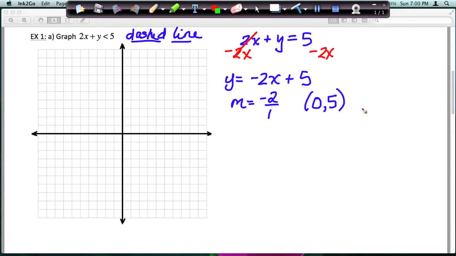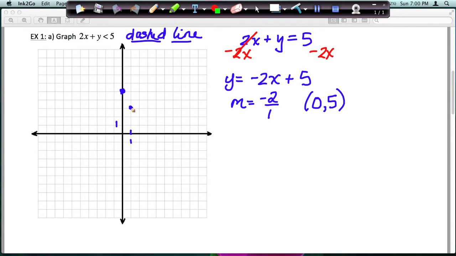Okay, so to graph it, first thing let's graph the y-intercept of 0, 5. And I'm going to count by 1, so 1, 2, 3, 4, 5. And then negative 2 over 1, I'm going to count by 1s on the x-axis as well. Negative 2 means from this point go down 2 and to the right 1. So there's my next point.